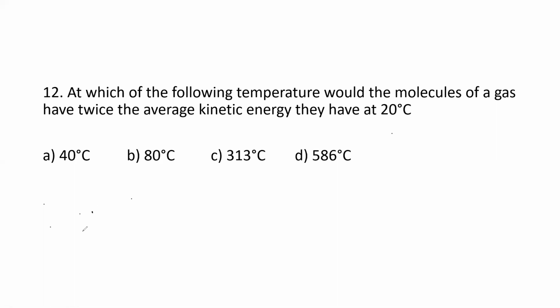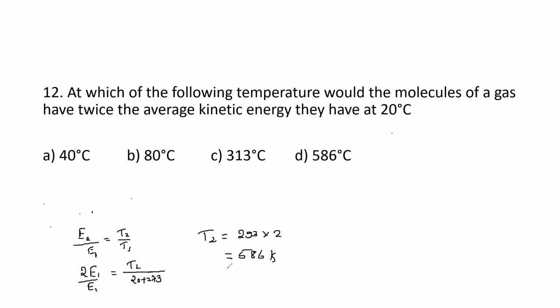See here, it is given by E2 divided by E1 is equal to T2 divided by T1. What they said is the energy should be twice, therefore it is written as 2E1 divided by E1, which is equal to T2 divided by T1, which is 20 plus 273. So E1 will get cancelled. Here you will get T2 is equal to 293 into 2, which is 586 Kelvin.